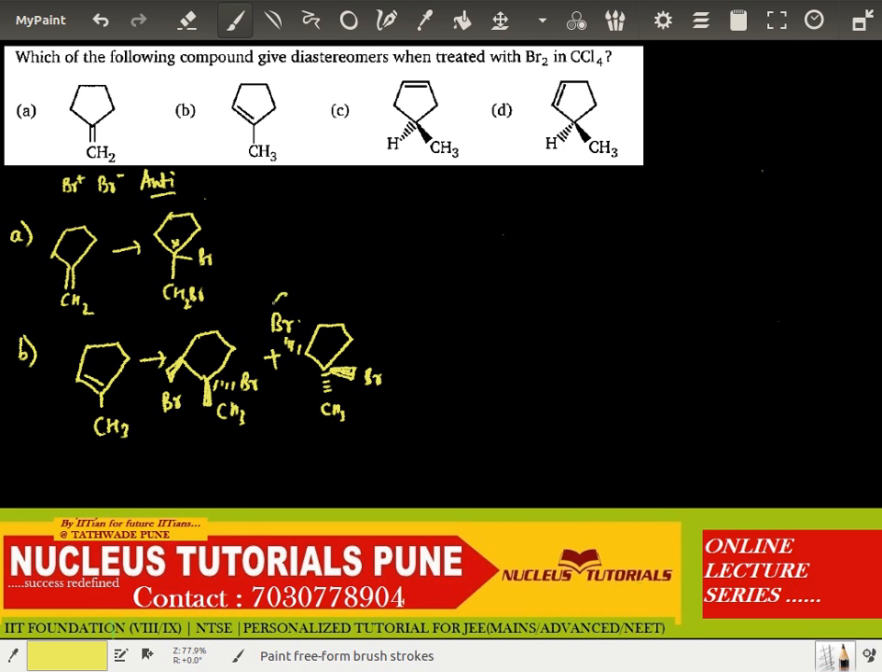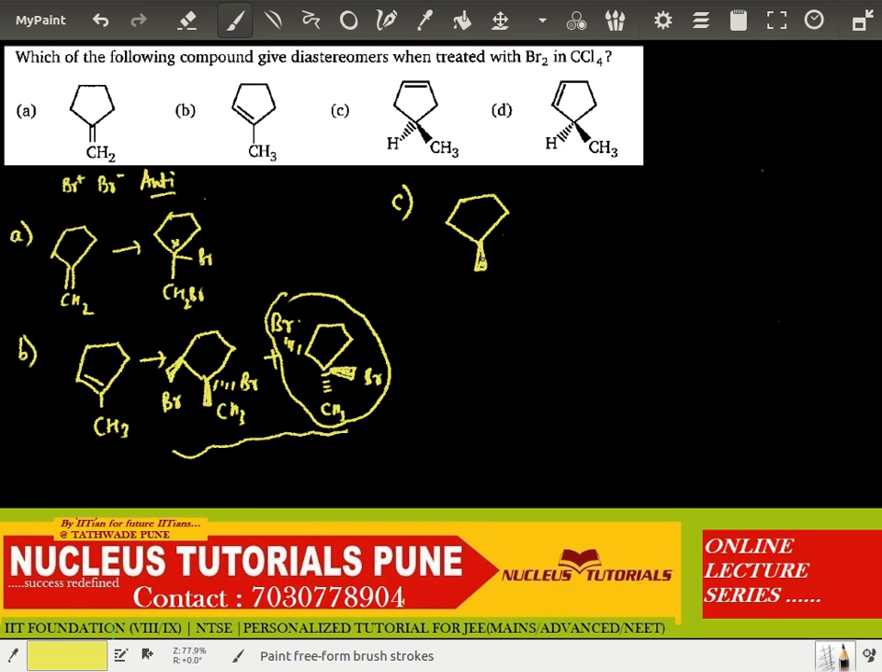Now if you put this molecule above this molecule, this would be the mirror image, right? So these are enantiomers, but these are not diastereomers. Then we have the third example. Now in this case the double bond is symmetrically placed.